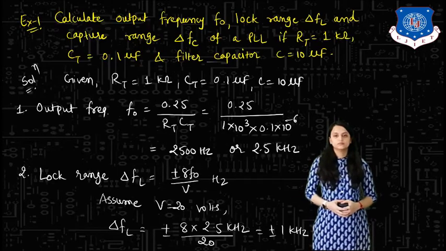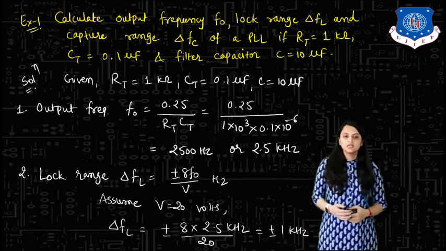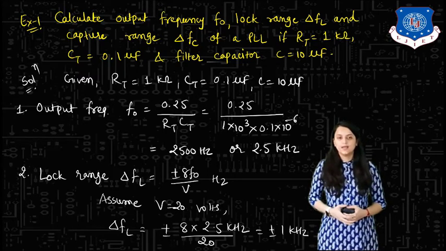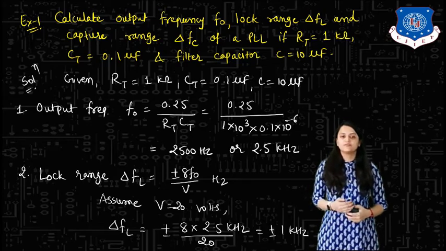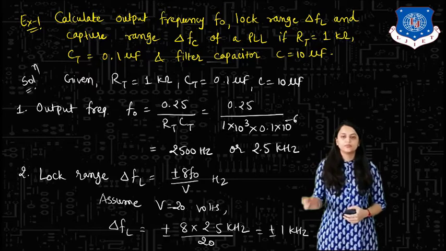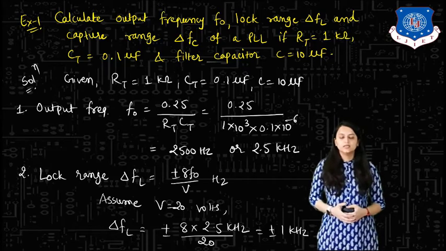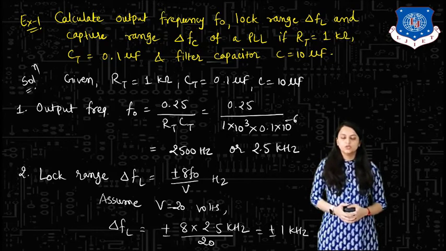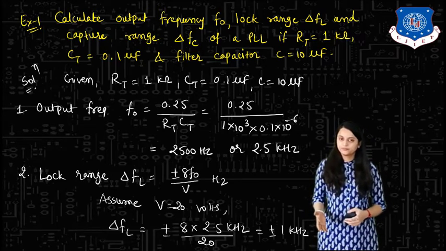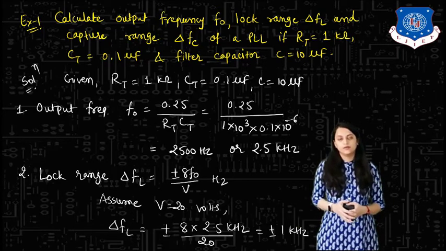Okay. Now let us see the example for this. Here it is asked to calculate the output frequency FO, lock range delta FL and capture range delta FC of a PLL if RT equals 1 kilo ohm, CT equals 0.1 microfarad and filter capacitor C is 10 microfarad. So let us list out the given values first of all. RT is 1 kilo, CT is 0.1 microfarad and C equals 10 microfarad.